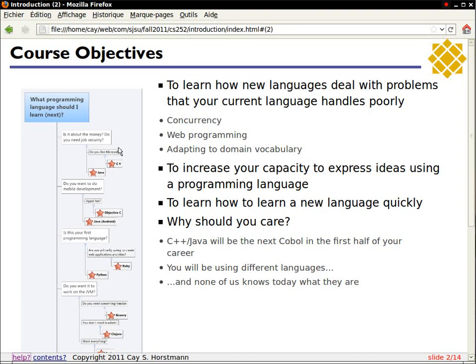So on the web, I got this a few weeks ago from D-Zone. This guy said, what programming language should I learn next? And he has this little spreadsheet or this little decision tree where he says, is it about the money? And if yes, do you like Microsoft? Then you should study C#, and otherwise you should study Java. But if it doesn't have to do with the money, then he says, do you want to do mobile development? Are you an Apple fan? Then Objective-C, and otherwise Java, so you can do Android. And so he goes on like that. So it's all in good fun.